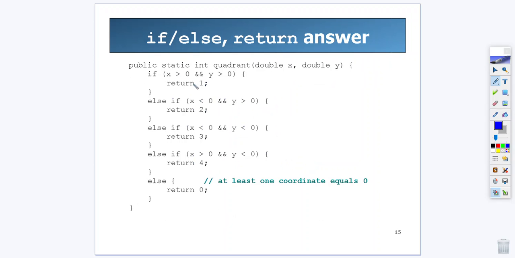So here's one possible solution. This would be quadrant 1, when x and y are greater than 0. Notice you have to use and. In quadrant 2, x is negative, so x is less than 0, and y is positive. In quadrant 3, they're both negative, and in quadrant 4, x is positive, y is negative. And then if it's none of those, we're going to return 0 to mean that it's on an axis, because either x is 0 or y is 0.